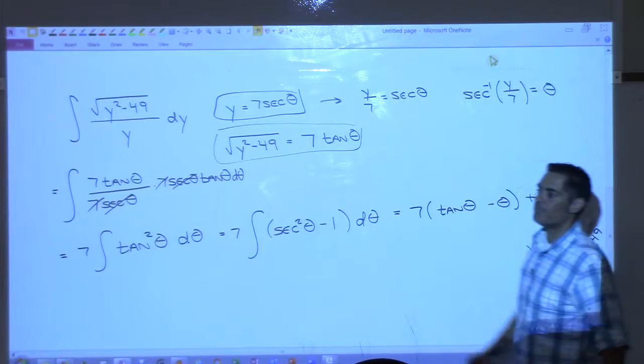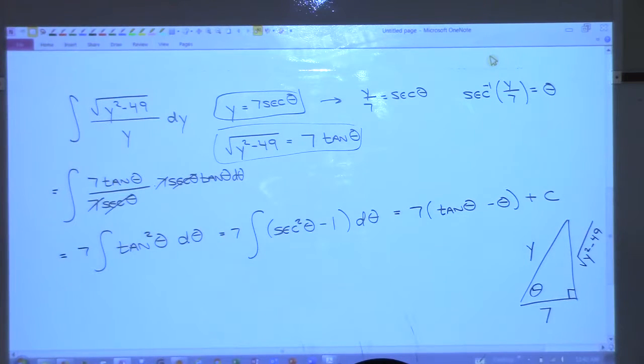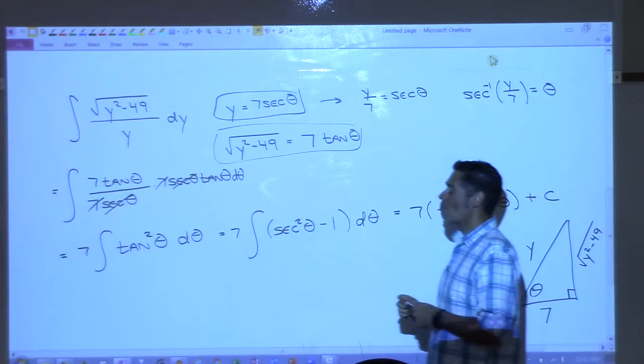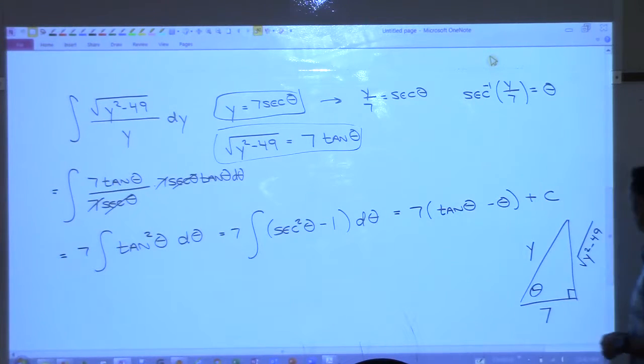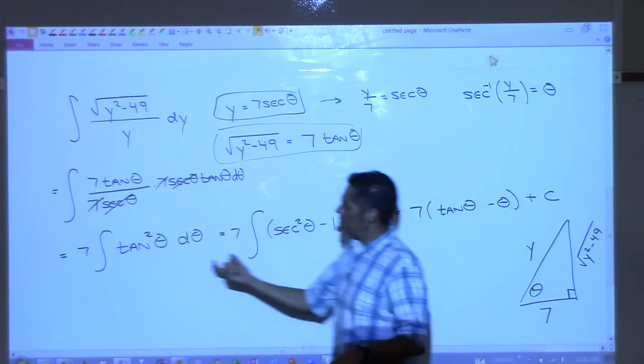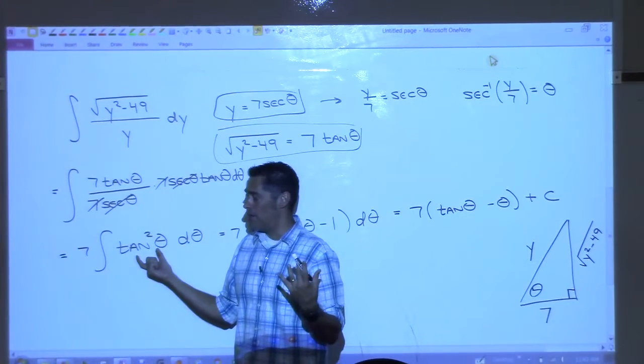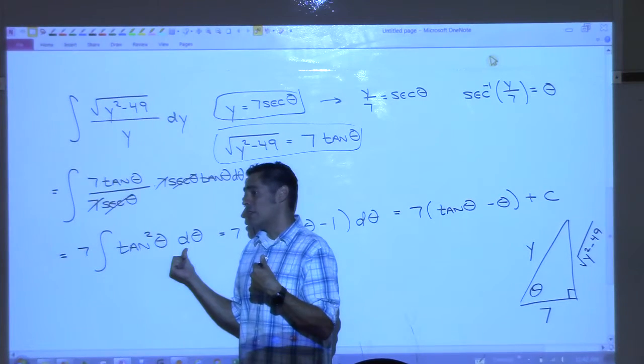Could we have gone by when we had tangent squared theta and just done it then? Substituted at that step? If you square it, you have y squared minus 49 over 49, and you can take an integral of that. No, because d theta has to change to something. You're saying I can replace this with stuff with y's in it, but then your d theta has got to go back to what its y's are.